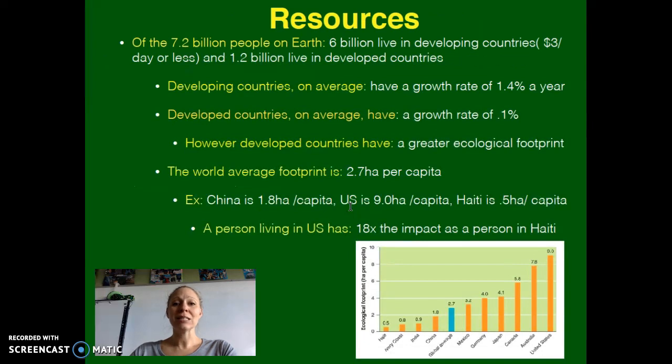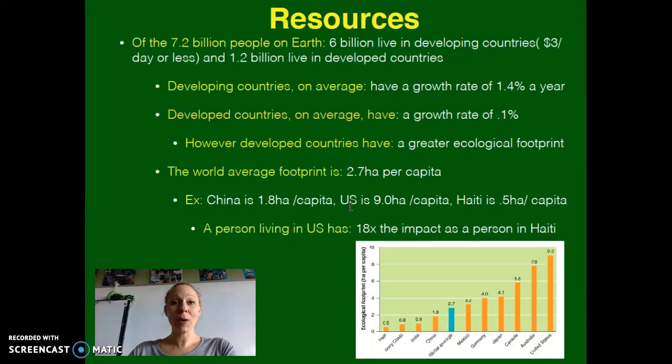And if we look at some statistics with our resources on planet Earth, of the 7.2 billion people on Earth, 6 billion live in developing countries. And so a developing country, remember, is where people tend to make $3 or less per day. And only 1.2 billion people live in developed countries. And so developing countries, on average, have a growth rate of 1.4% per year, whereas developed countries on average have a growth rate of 0.1. So that's significantly less.